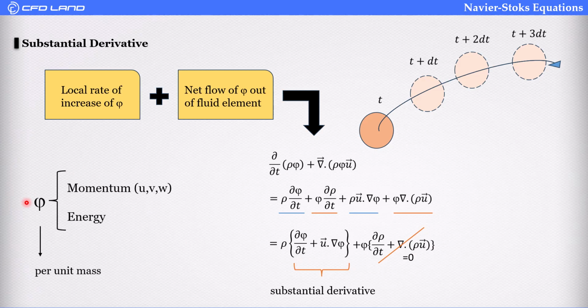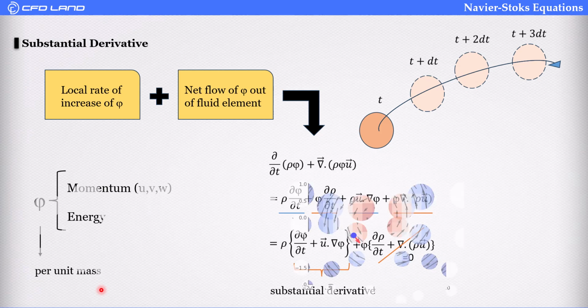Phi could be any property, u, v, w, momentum, or energy. And remember that it's per unit mass. So the equations that we wrote for conservation of mass and others were per unit volume, but phi is per unit mass. And in our future equations, we need to remember that and use the same unit.